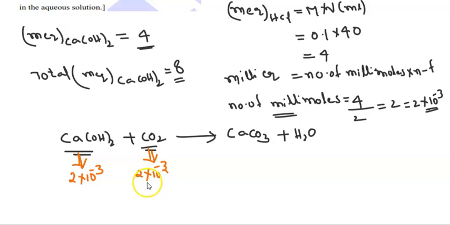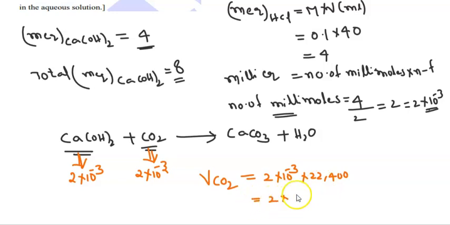So the number of moles of CO2 that reacted in this equation is 2 into 10 to the power of minus 3. Then the volume of CO2 present in the initial conditions is the number of moles, 2 into 10 to the power of minus 3, into gram molar volume, 22,400. That will be equal to 2 into 22.4, that is equal to 44.8 ml. That can be taken as 45, nearest integer.